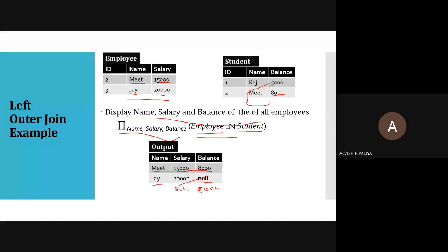Alwish, unmute yourself. Yes, ma'am. Hello, ma'am. Alwish, how many queries did we do today? Give me 2 minutes, sir.